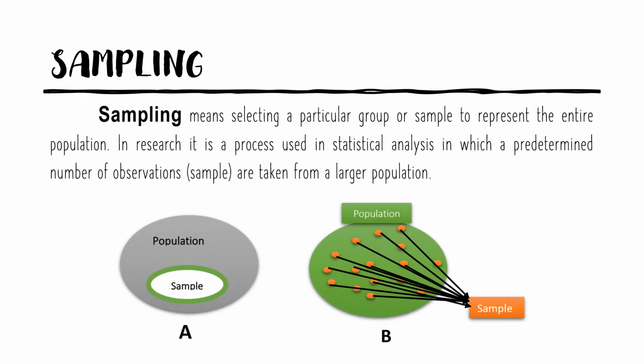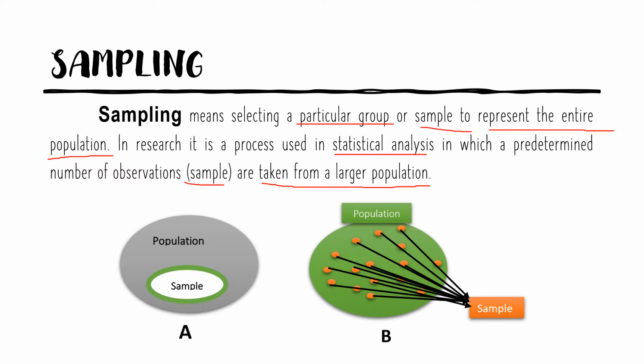Let's deal now with the formal definition of sampling. Sampling means selecting a particular group or sample to represent the entire population. So you need to take note of that. When we say sampling, it's about selecting a particular group or sample to represent the entire population. In research, it is a process used in statistical analysis in which a predetermined number of observations or samples are taken from a larger population.